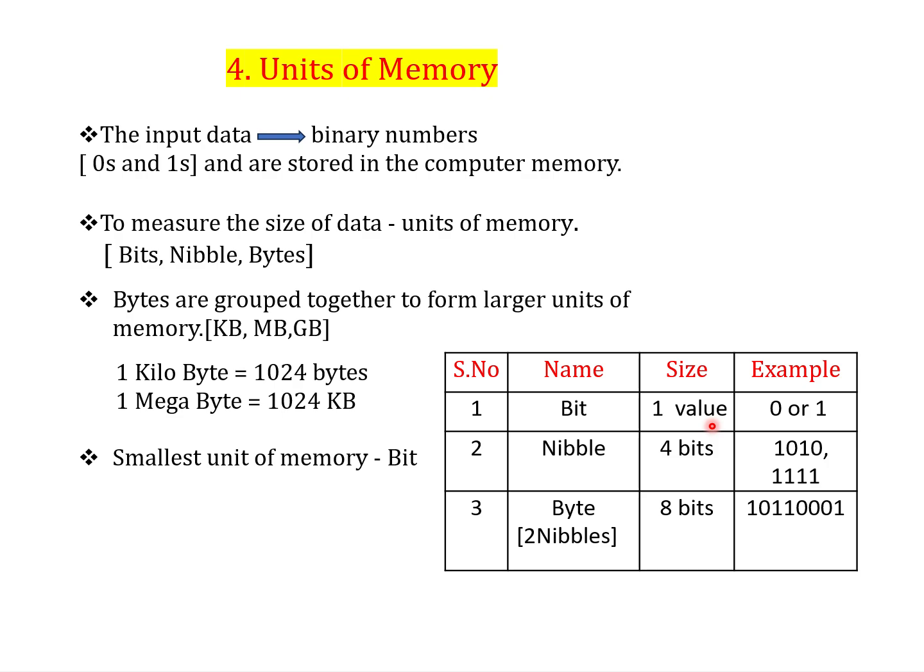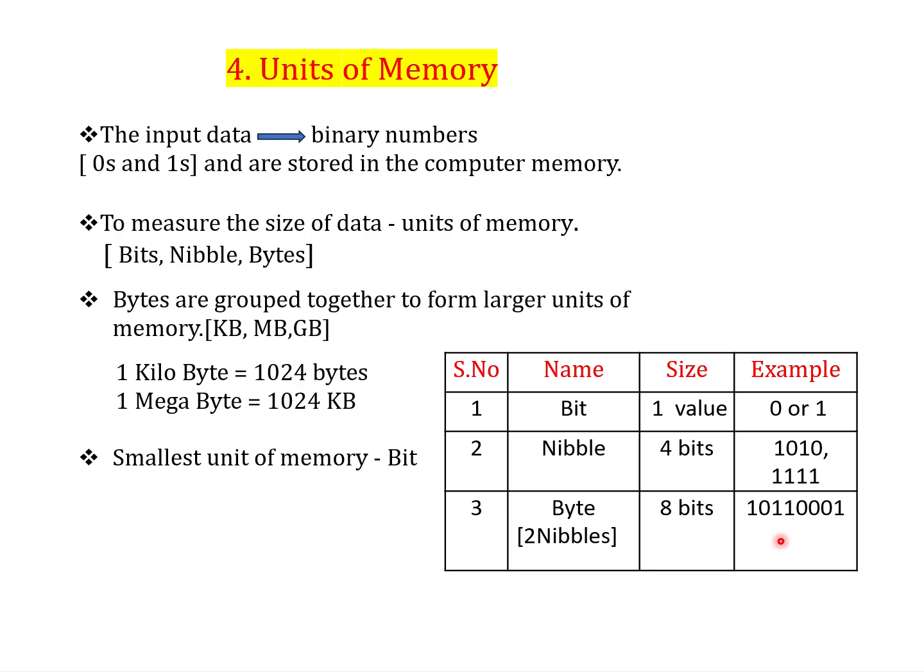If the data is of one value, we call it a bit. So it could be either 0 or 1. If the data is of 4 bits, then we call it a nibble. So it is a group of 4 bits. It could be either zeros or ones. And if it is a group of 8 bits, then we call it a byte. 2 nibbles grouped together is called a byte. So for example, this is 8-bit data which is a combination of zeros and ones. So this is the binary number.